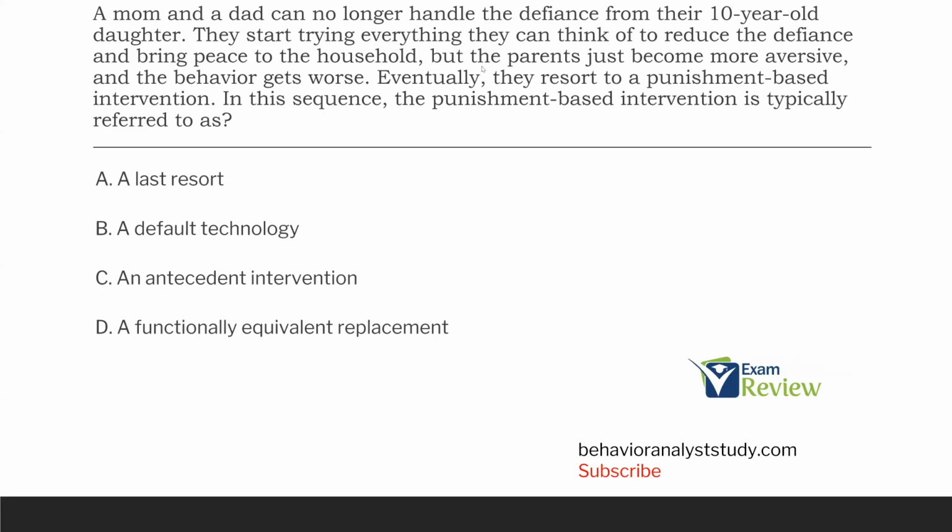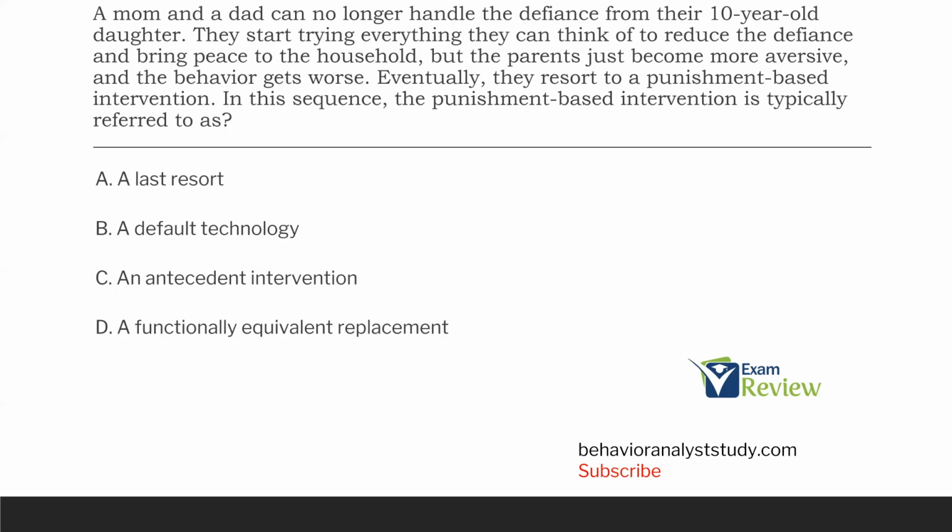A mom and dad can no longer handle the defiance from their 10-year-old daughter. They start trying everything they can think of to reduce the defiance and bring peace to the household, but the parents just become more aversive. And the behavior gets worse. Eventually, they resort to a punishment-based intervention. In this sequence, punishment-based intervention is typically referred to as what?